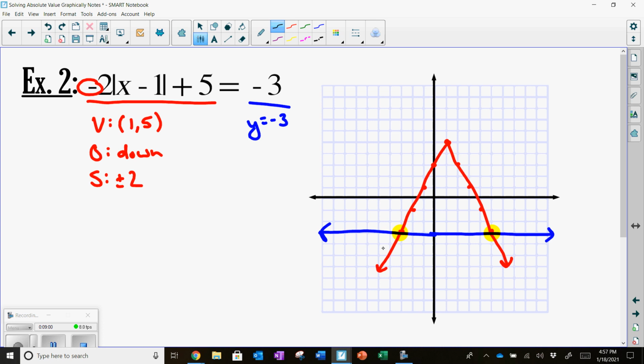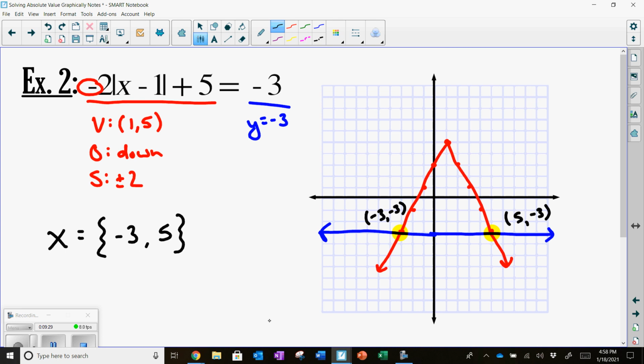Where exactly are they intersecting? Probably at that point and that point right there. This point is negative 1, negative 2, negative 3, so negative 3, negative 3. And over on this side, we've got 1, 2, 3, 4, 5, and negative 3. So when I'm looking for my points of intersection, I would say that x would be negative 3 and positive 5.